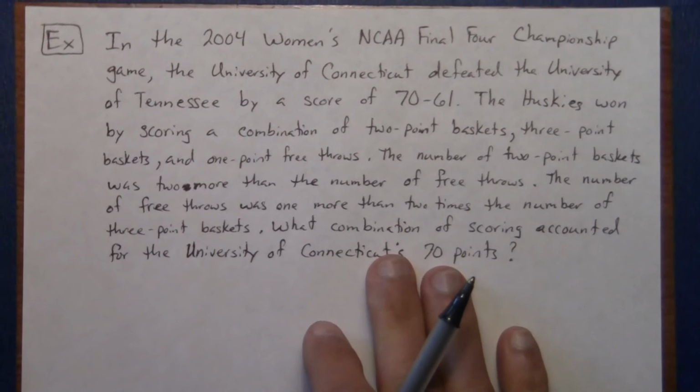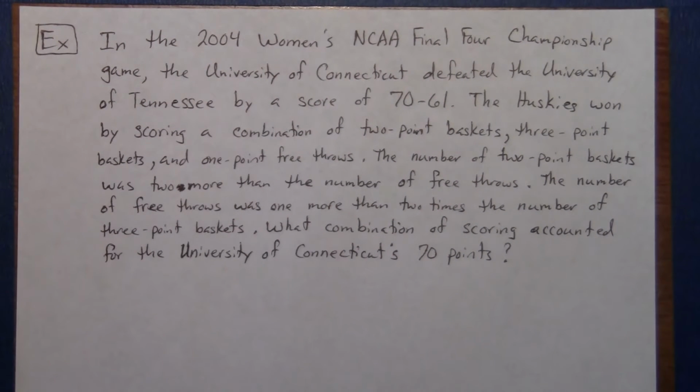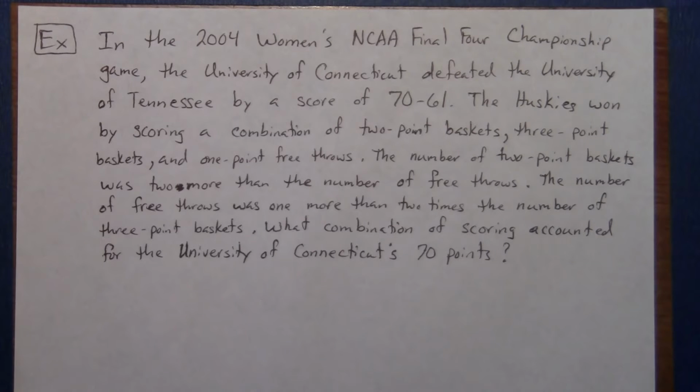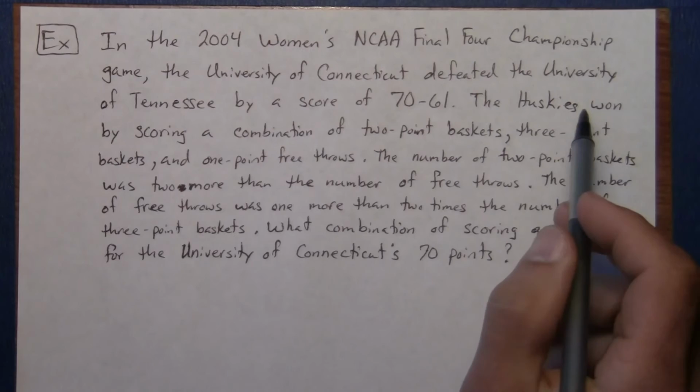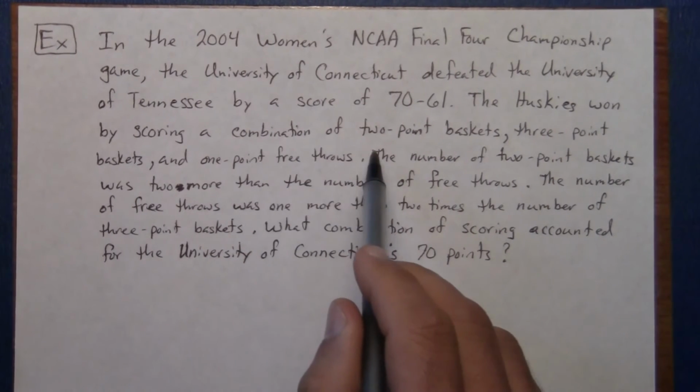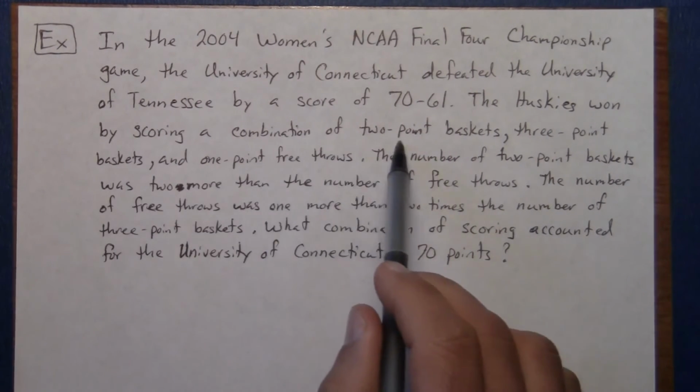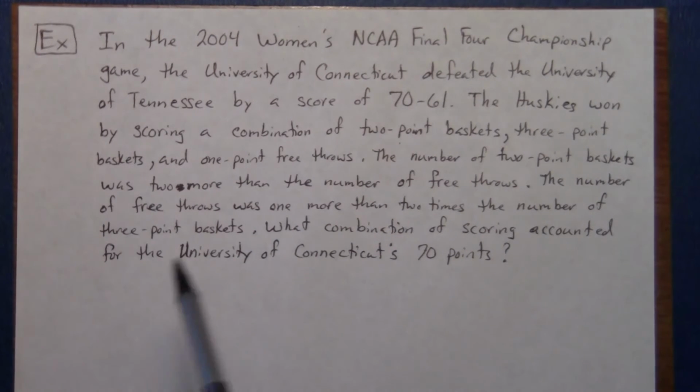All right, so now can I do a story problem? So, last problem we look at is this story problem. It says in the 2014 Women's NCAA Final Four championship game, the University of Connecticut defeated the University of Tennessee by a score of 70-61. The Huskies, which is the University of Connecticut, won by scoring a combination of 2-point baskets, 3-point baskets, and 1-point free throws. The number of 2-point baskets was 2 more than the number of free throws. The number of free throws was 1 more than 2 times the number of 3-point baskets. What combination of scoring accounted for the University of Connecticut's 70 points?